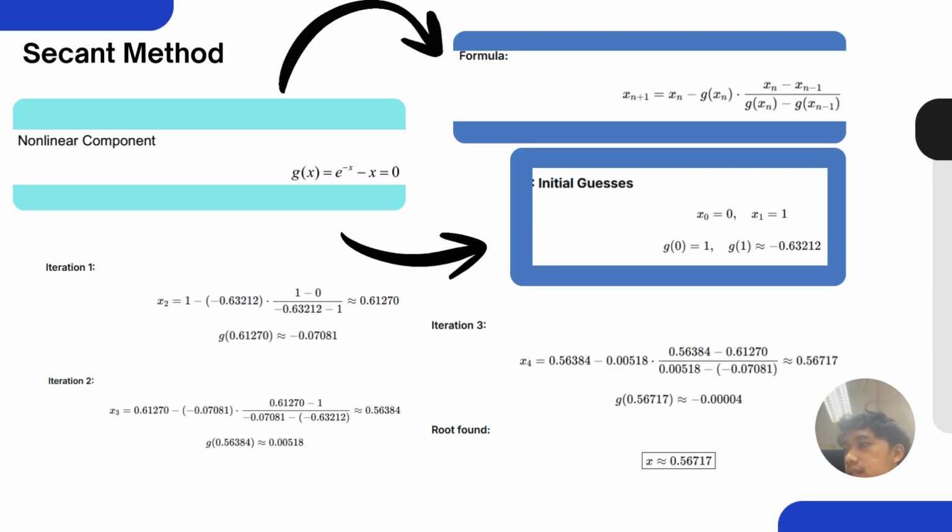And then the last iteration, we compute x4 is equal to 0.56717, and then we get g(x4) is 0.00004. Since the function value is very close to 0, we stop at iteration 3. So the root is approximately x is equal to 0.56717.